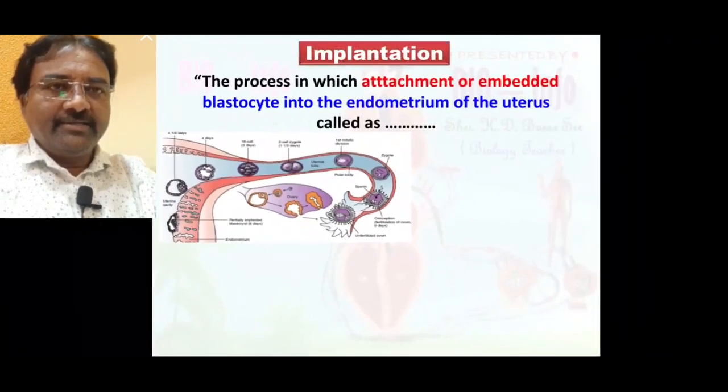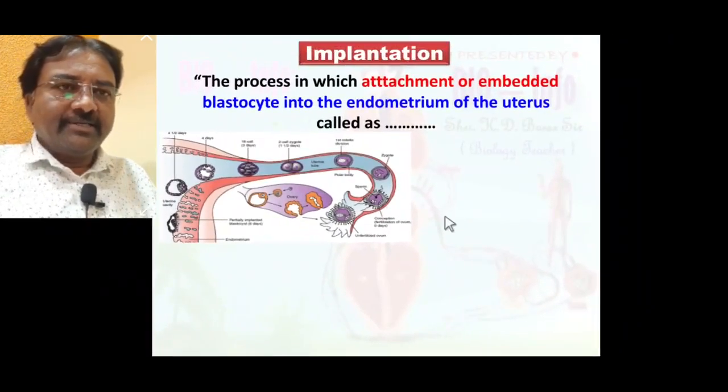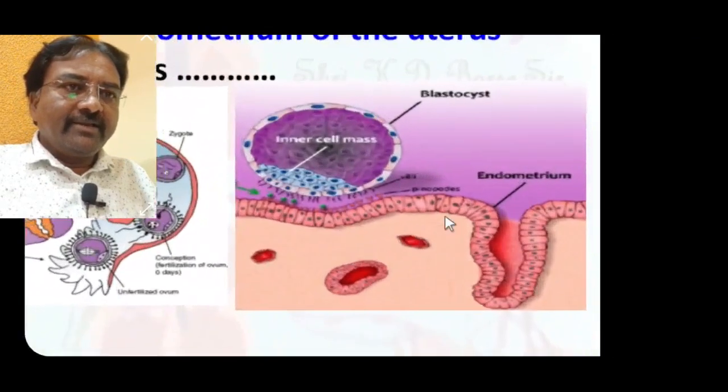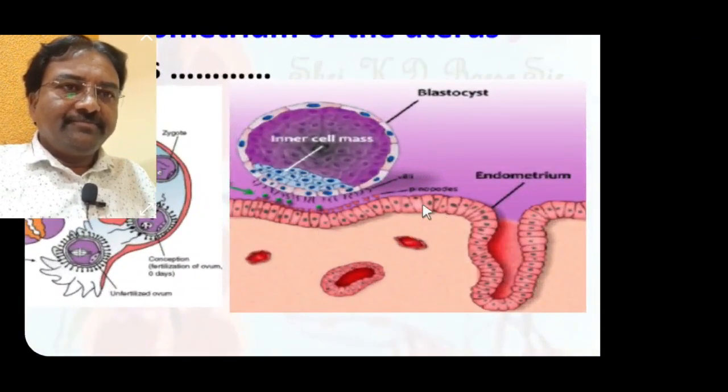Seen in implantation, a diagrammatic representation is also shown here. In the diagram, this is the endometrium layer of the uterus and this one is the blastocyst. Seen, the embryonal node or embryonal side reaches the endometrium layer and it attaches or embeds itself in the endometrium layer. So this process is called implantation.